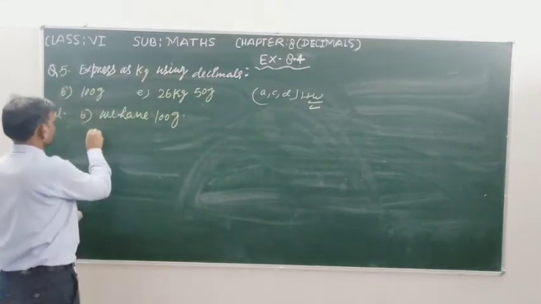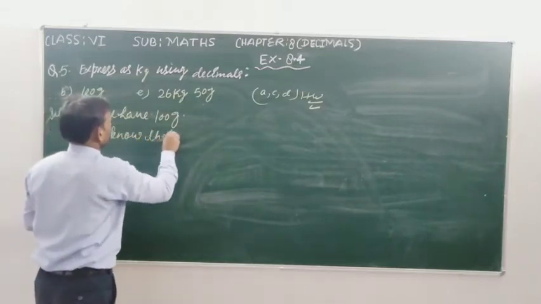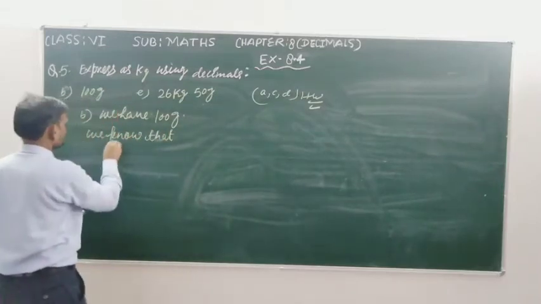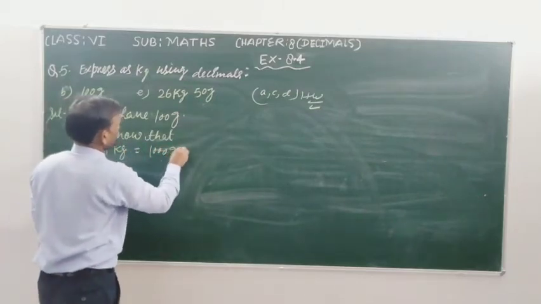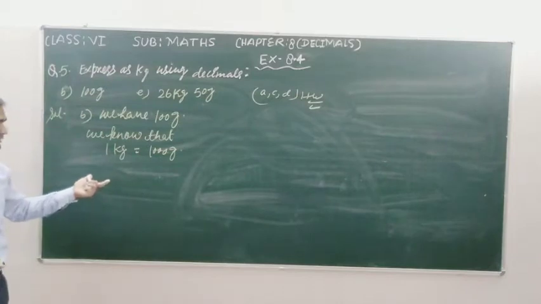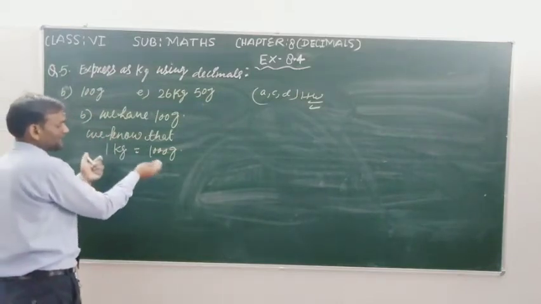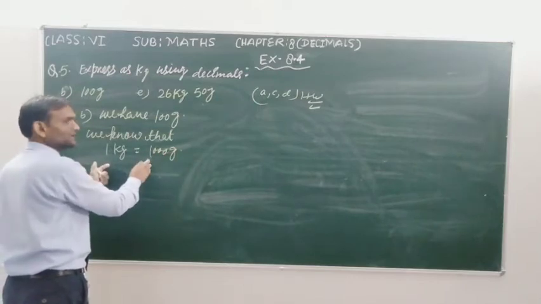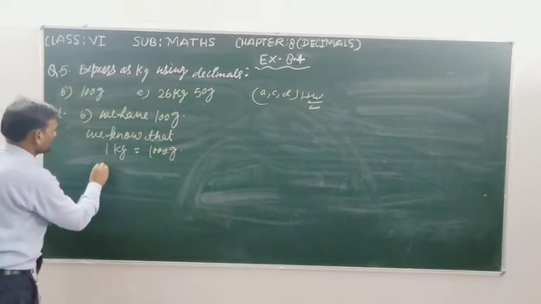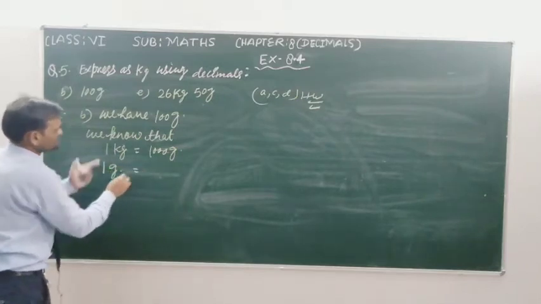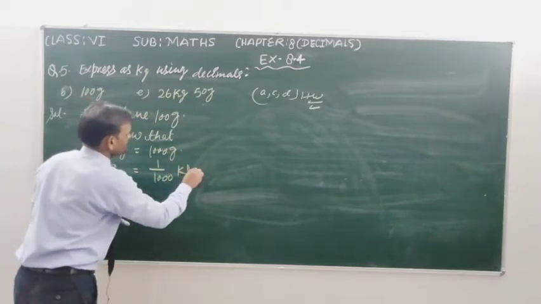But we know that 1 kg is equal to 1000 gram. Everybody know? So if we write opposite scale, then we have to write opposite value also. So 1 gram is equal to 1 upon 1000 kg.